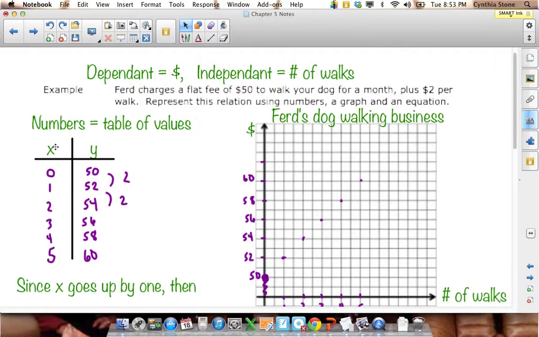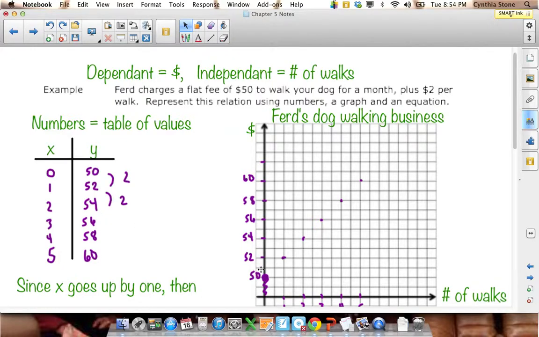So for every walk he does, if he has 0 walks, he makes $50. If he walks once, he makes $52 because it's 50 plus $2 per walk. And it goes up by 2 every time. Your first difference is 2. So every time you add 1 more walk, he makes an extra $2.